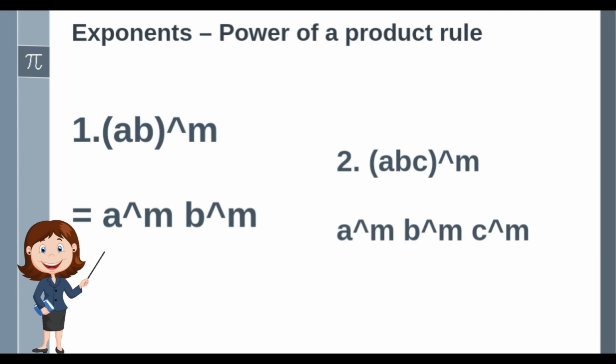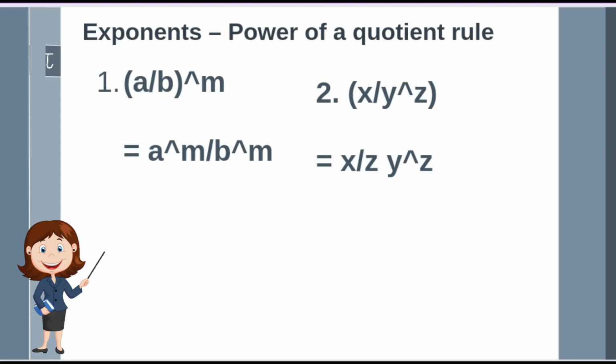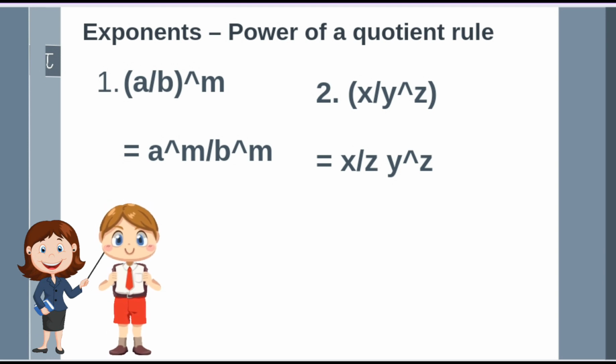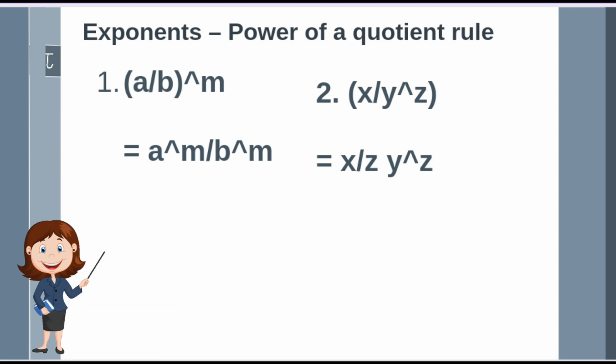Now the next rule, the power of a quotient rule. It's essentially the same as the previous one, but it's written in division form. So a over b raised to m is a raised to m over b raised to m. Simple, right? So x divided by y to the z will be x to the z over y to the z. Yes, easy to catch on.